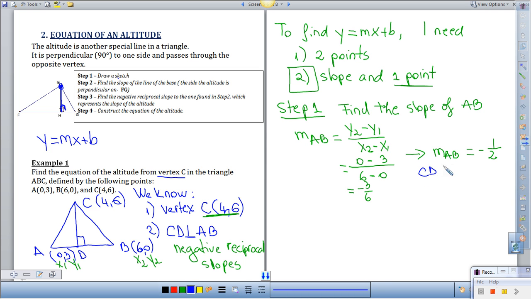But since CD is perpendicular on AB, the slope of CD will be the negative reciprocal of that. Now, negative something is positive, and the reciprocal of 1 over 2 is 2. And this represents the slope of the altitude.